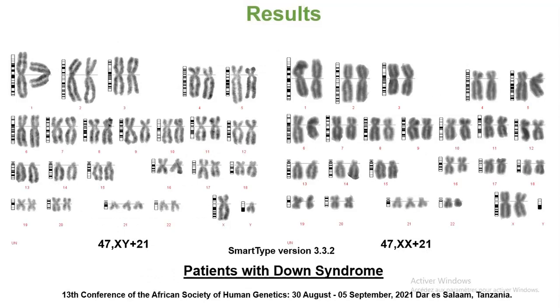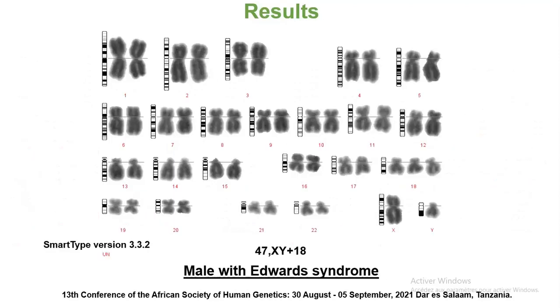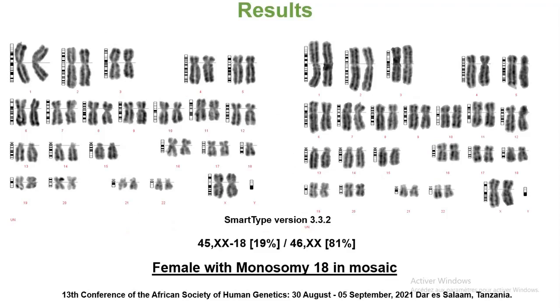Here we have the karyotypes we made in the lab with the SmartType software. So here we have an example of patients with Down syndrome. On the right, we have a female with Down syndrome, and on the left, a male with Down syndrome. This is a karyotype of a male with Edwards syndrome. We can see the third chromosome 18.